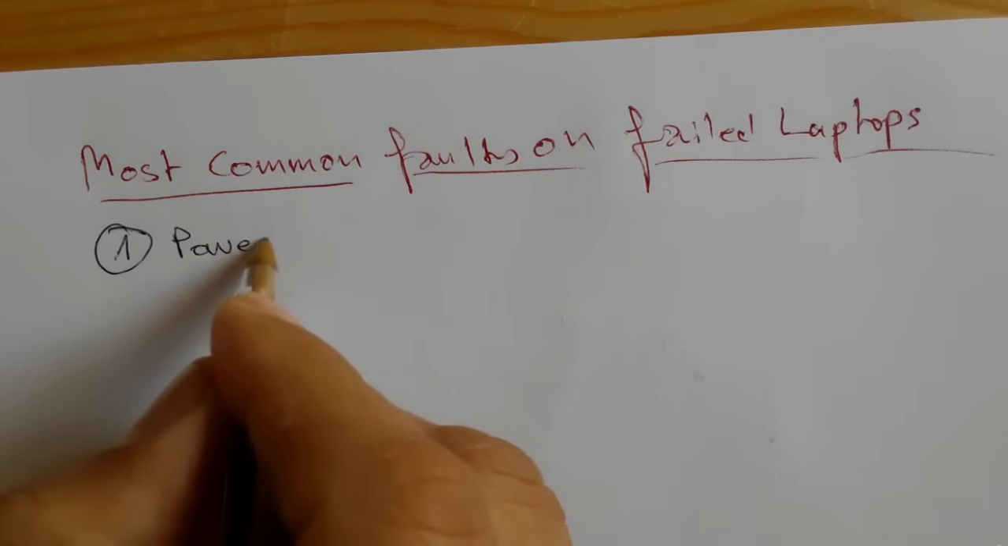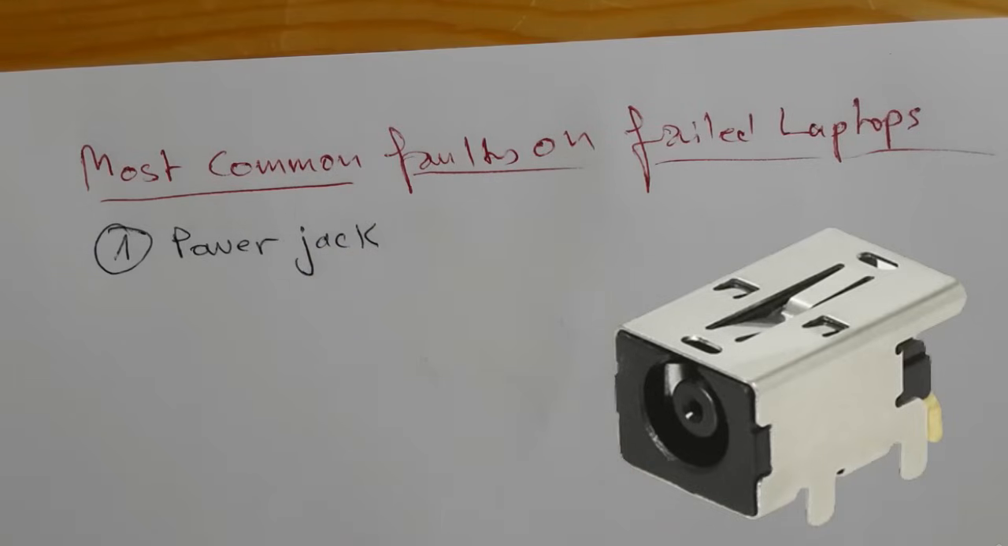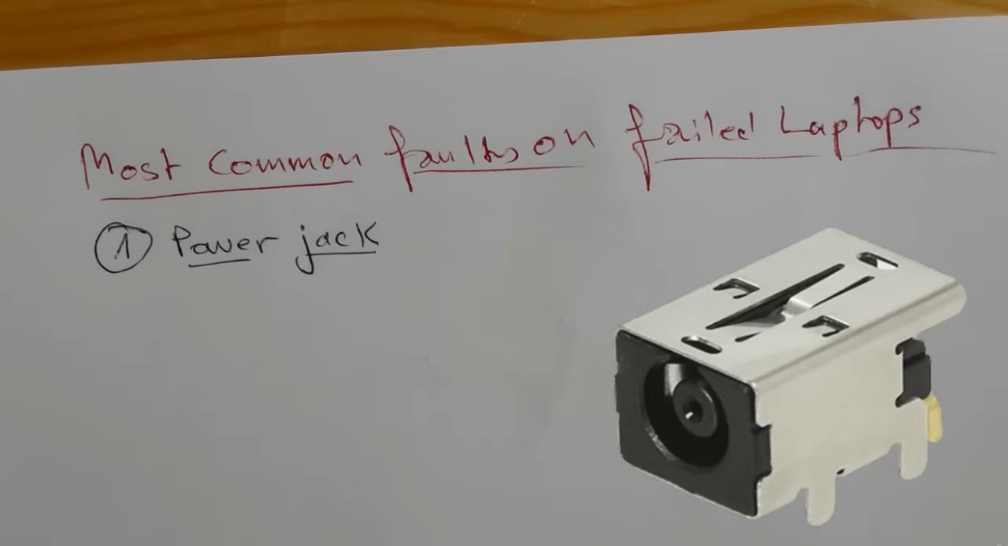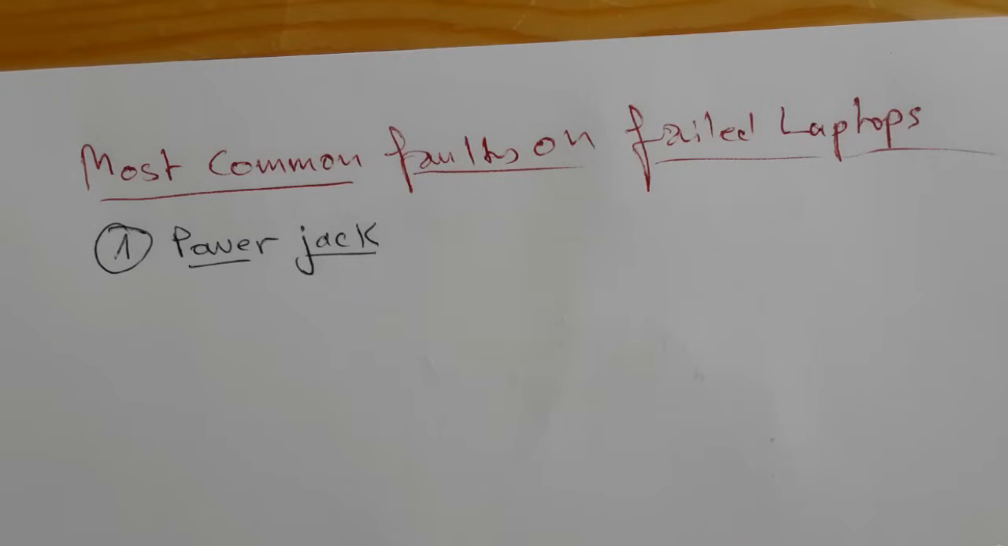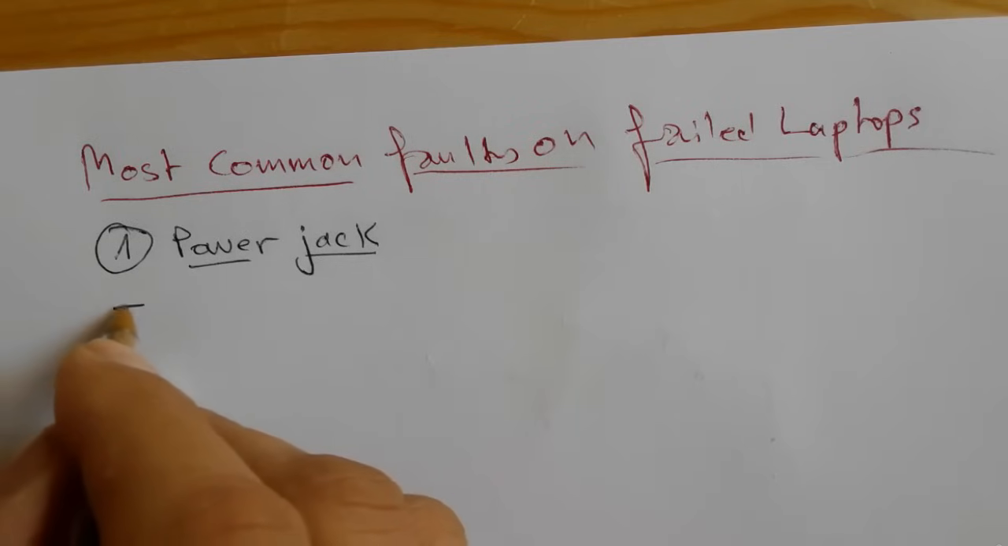So the power jack. Okay, the first fault that always happens in laptop motherboards is a bad or damaged power jack. As we have seen in the previous lecture, you should always check the power jack if you get a dead motherboard. Of course, you should check the integrity of the power jack and also check the solder in the power jack terminal.